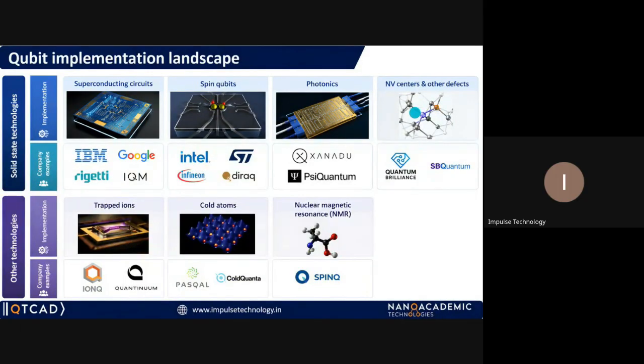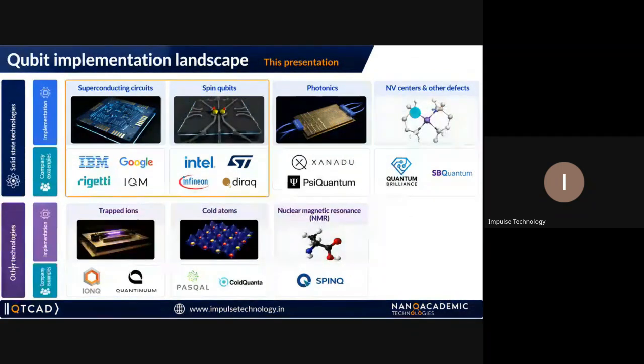You can do it in multiple ways. The first one, you can see, is superconducting circuits. Second one, spin qubits. Through photonics, you can also do NV center, trapped ion, cold atom, and nuclear magnetic resonance. But in QTCAD, you can do superconducting and spin qubits. You can find the properties for superconducting circuits like Maxwell eigenmodes, capacitance extraction, Josephson energy, and other parameters through the QTCAD software.